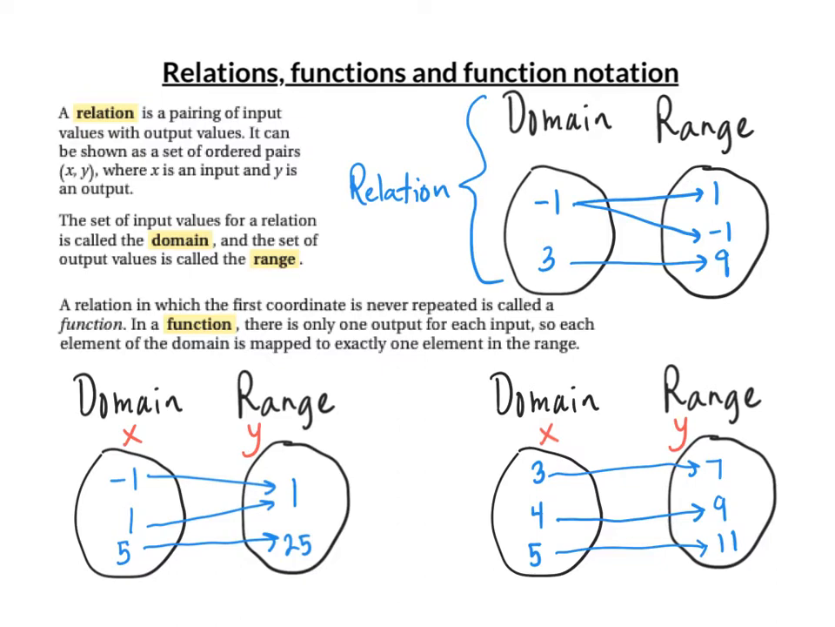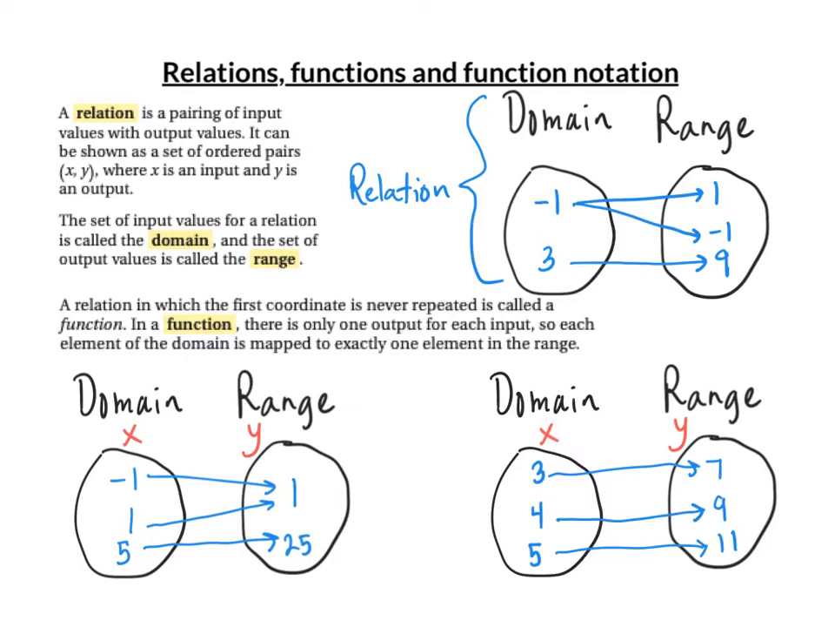That's a relation. The values you put into the equation are called the domain, all the values you put in, and the values you get out are called the range. So the domain refers to the values that are input into the equation. Range refers to the values that are output of the equation.